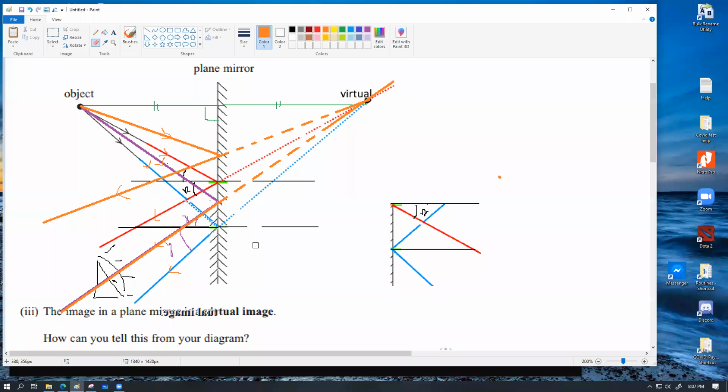Sir, here the object is a luminous one, right? Like it's giving out its own light. Yes. Sir, if we want to show the reflection of a non-luminous object with a mirror, how would we do it?